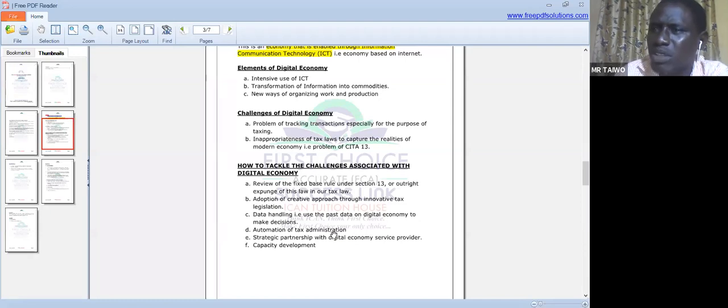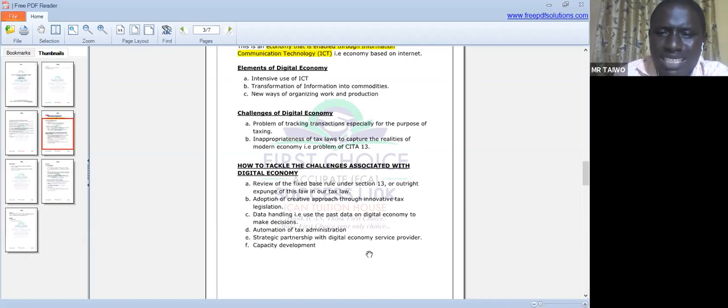Automation of tax administration. In our tax offices, some of them are still archaic, can't even operate the system, can't use the software and so on. So it means that we need to automate our tax system, so that tax administration will be in line with the realities in the world.